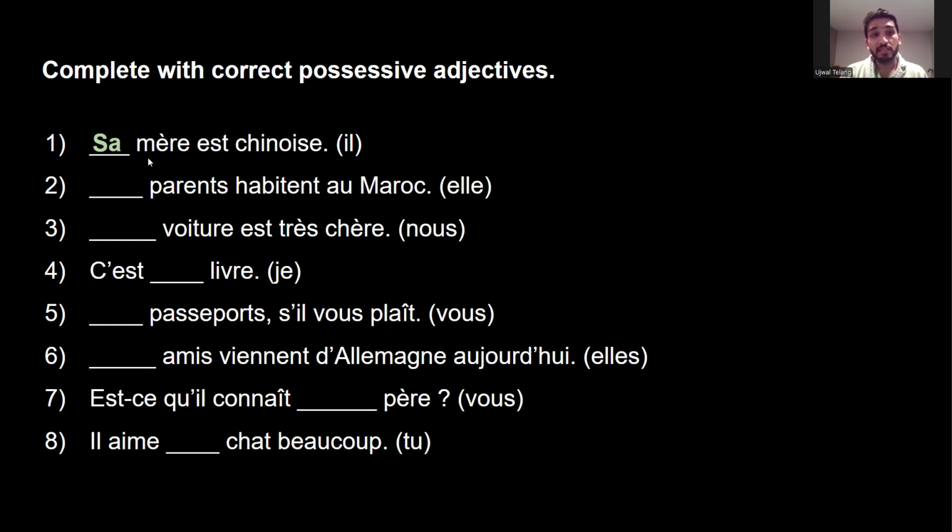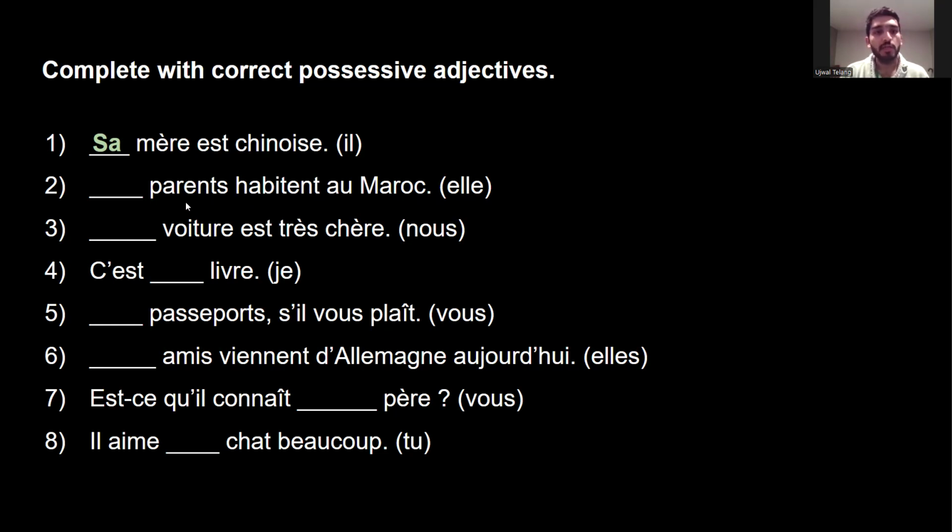Okay? Since this is feminine, this is also going to be a feminine adjective. Remember, an adjective is something that is related to the noun, right? The noun that it qualifies, right? So if this noun is feminine, this adjective has to be feminine. Dash parents habitent au Maroc. Okay? And the pronoun here is elle. So the translation is going to be her parents live in Morocco. Okay?